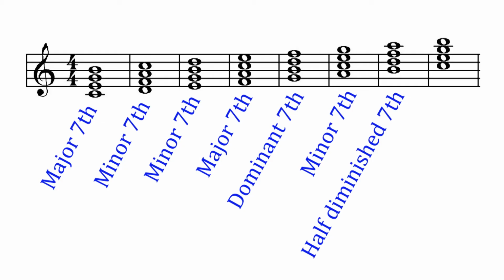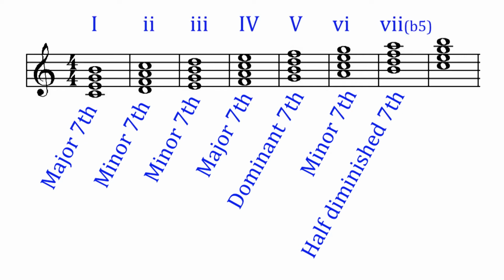This is how the chords look on a musical staff for the key of C major. The major 7th chords occur on the root and on the 4th degree of the scale. The minor 7th chords occur on the 2nd, 3rd and 6th degree of the scale. The dominant 7th chord occurs on the 5th degree of the scale, and the half diminished chord occurs on the 7th degree of the scale.